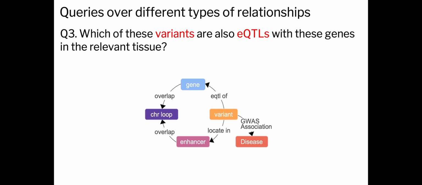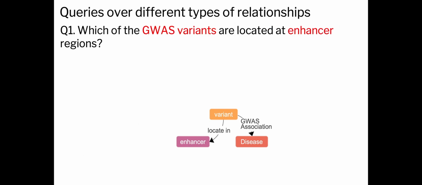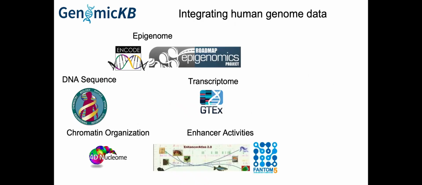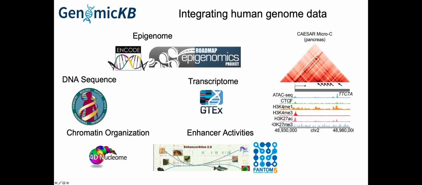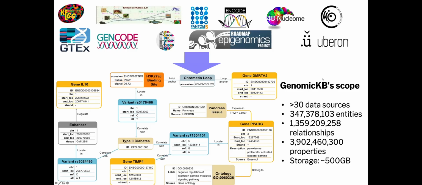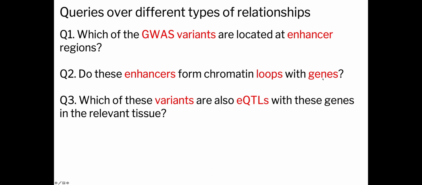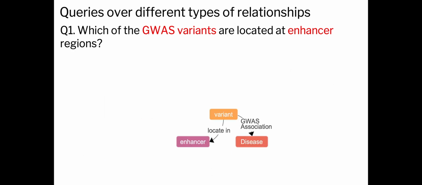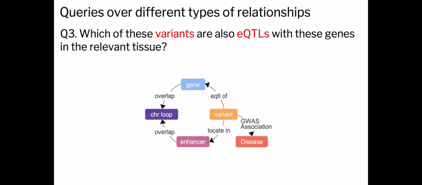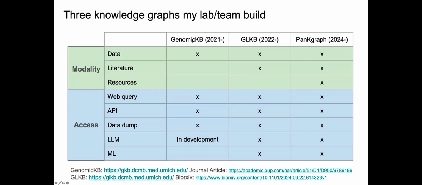Think about it: you can spend hours answering these questions if you only have data in this format. But once we have everything in the knowledge graph, with just one query search you can get all the results without any ambiguity. So this is really the motivation of the first knowledge graph, GenomicKB, and we use the same structure in PanKgraph since T1D has a lot of genomic components.